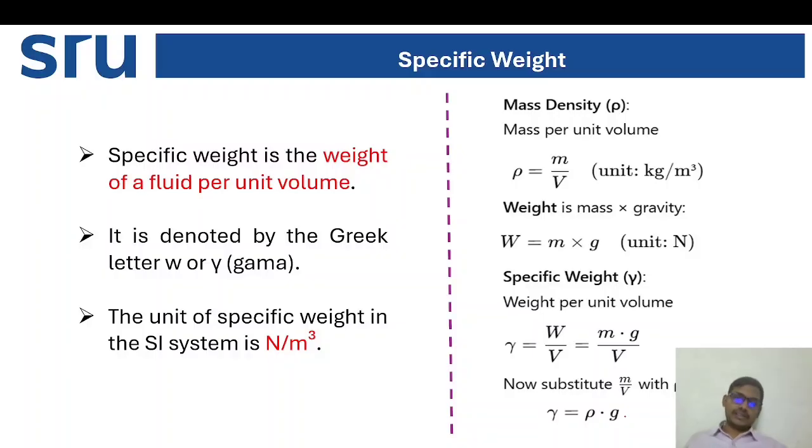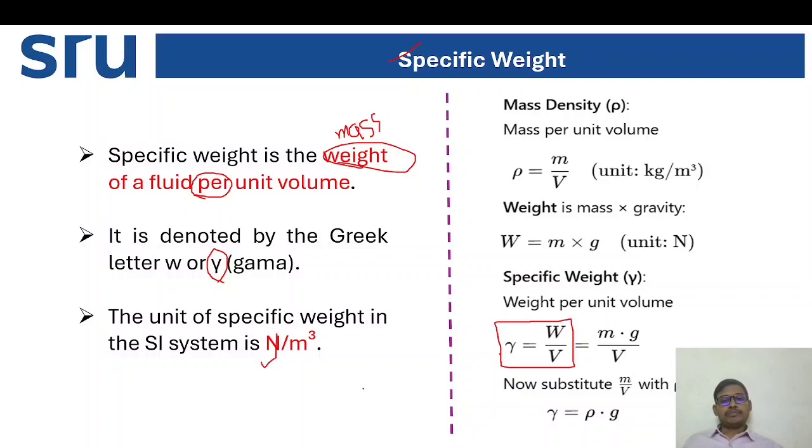And coming to another one, that is specific weight. Specific weight is the weight of a fluid per unit volume. Previously it was mass, now it is weight. It is denoted by gamma. Previously rho equals mass by volume. Now we are discussing only weight, so it is weight by volume. This is specific weight, weight by volume, and the unit is Newton per meter cube.